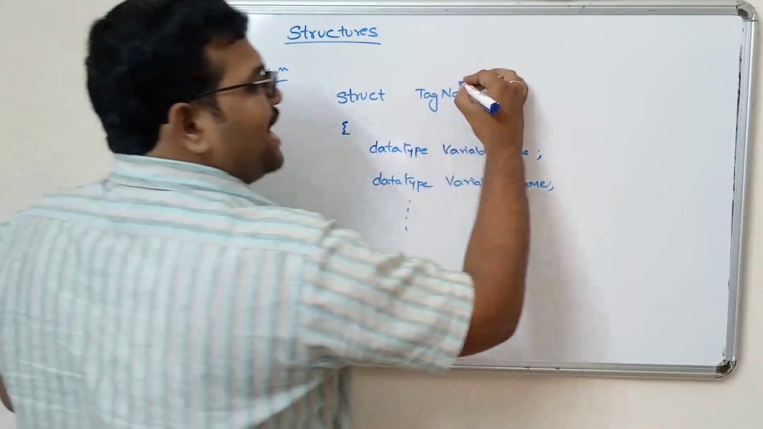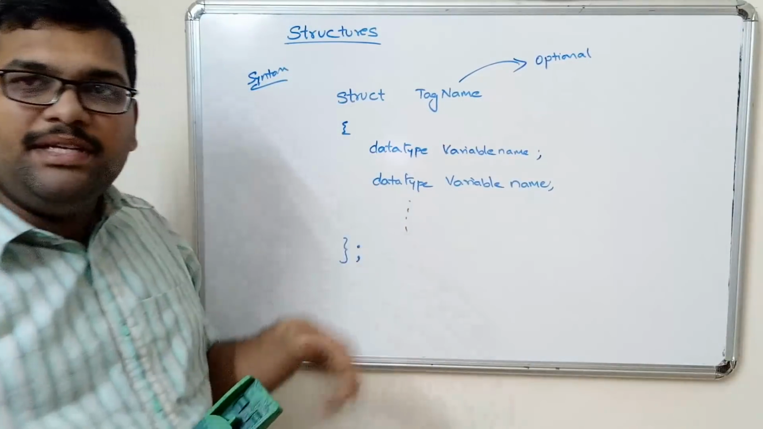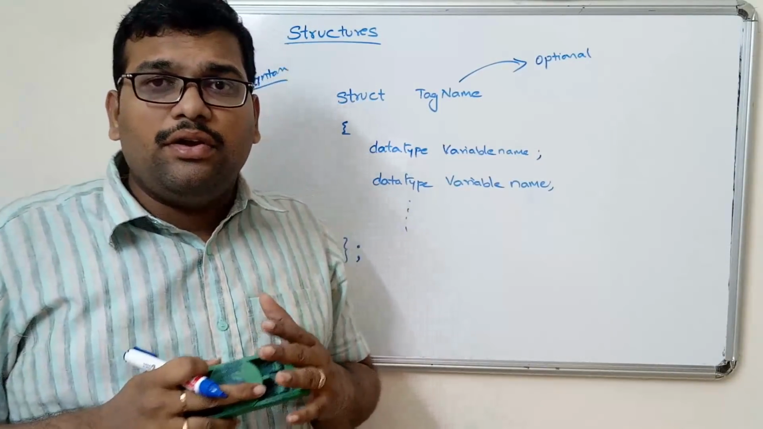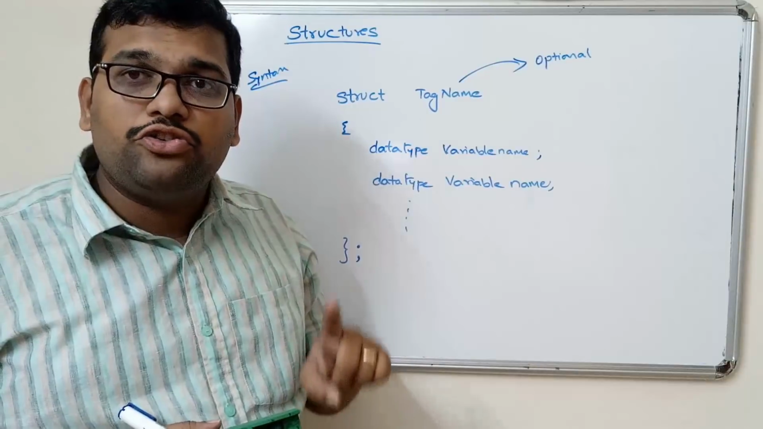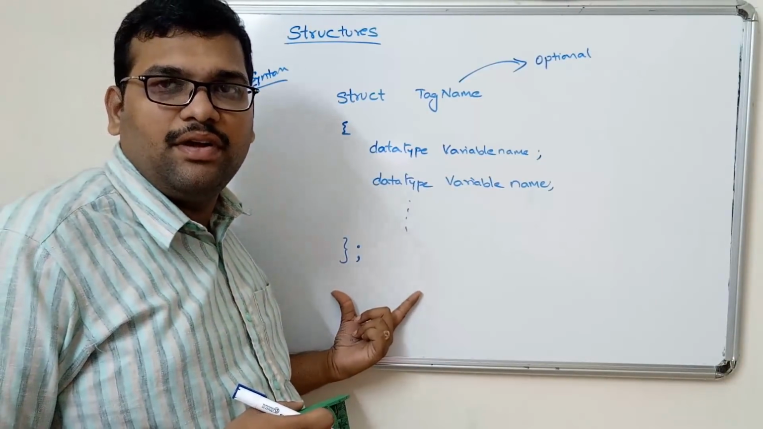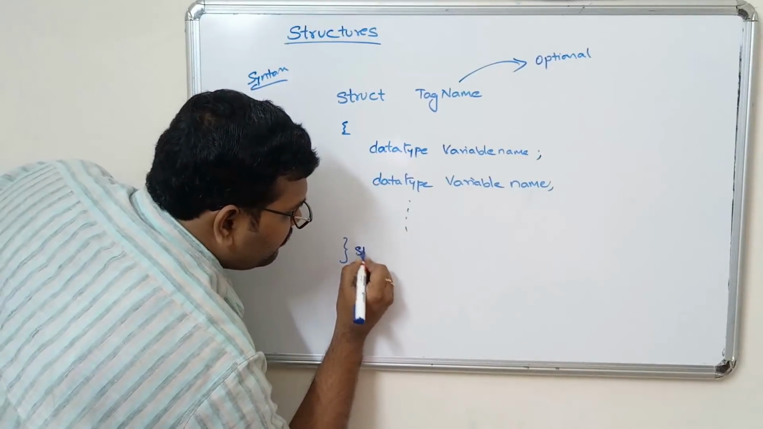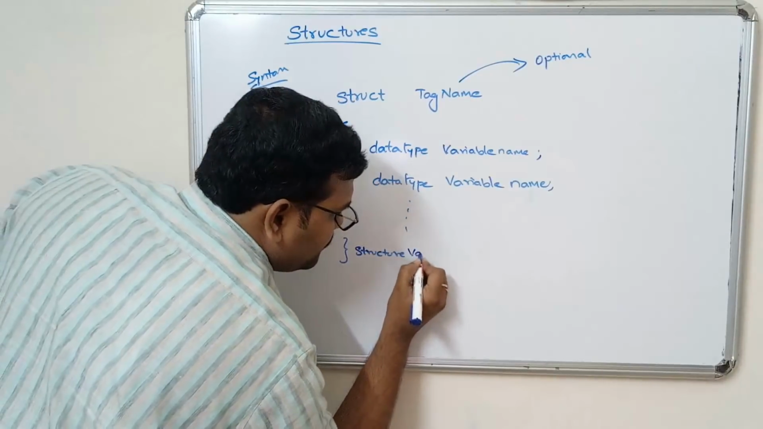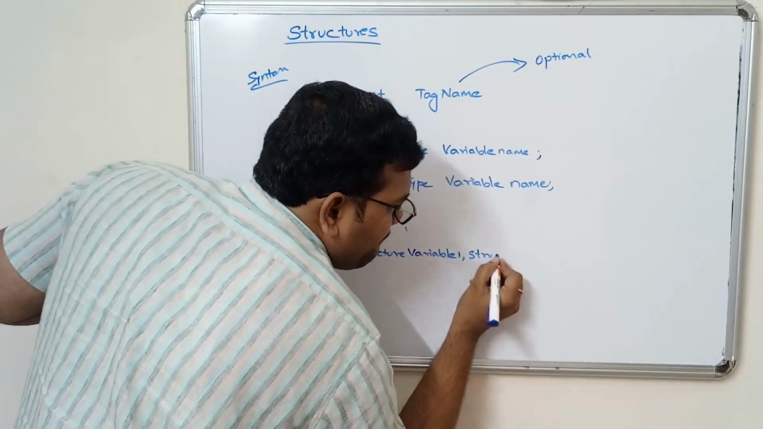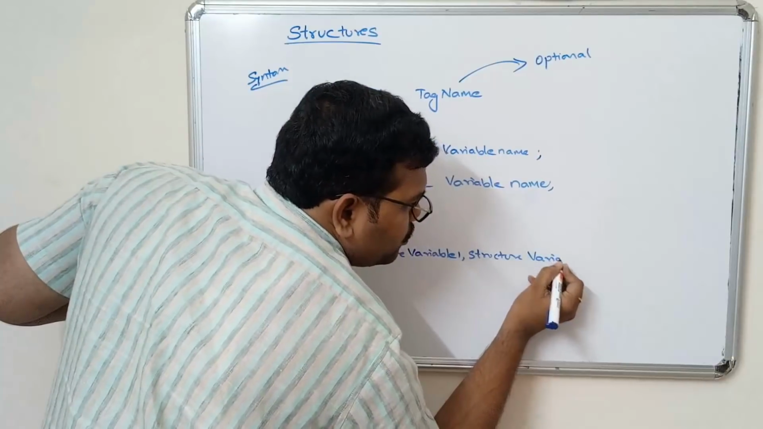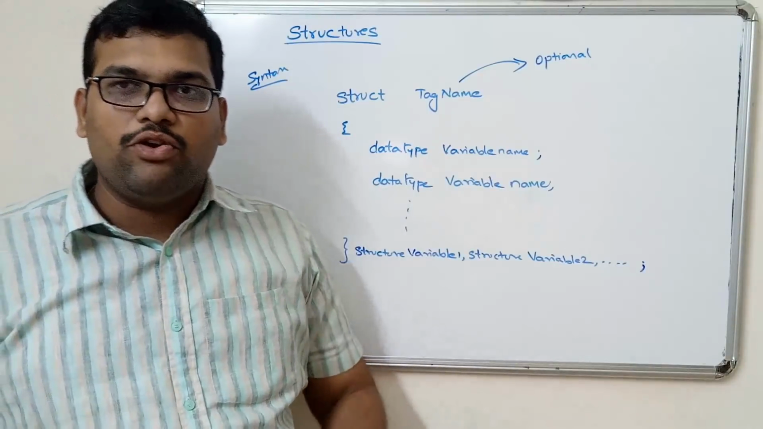Here this tag name is optional. That means without using the tag name we can create a structure, but all the structure variables should be declared in this definition itself. So instead of writing the semicolon directly, you have to declare structure variable 1, structure variable 2, and so on, and then use the semicolon.